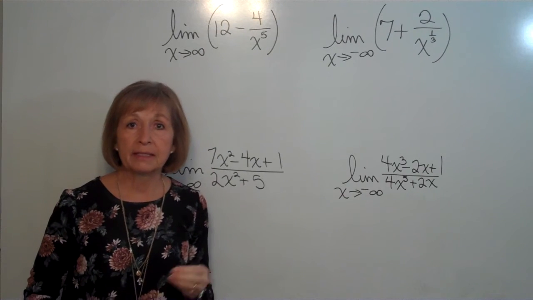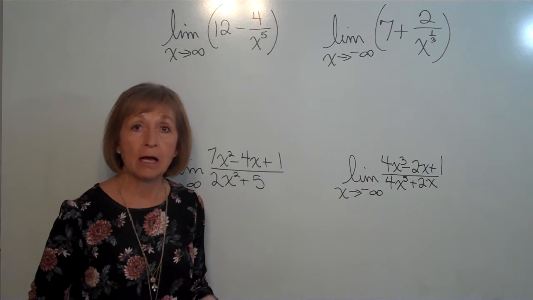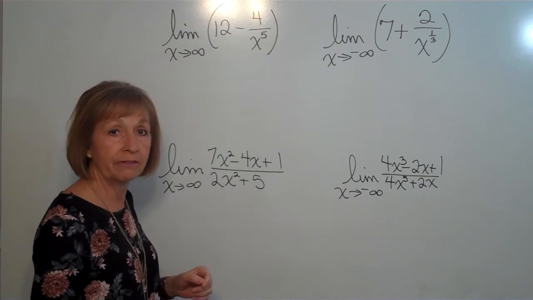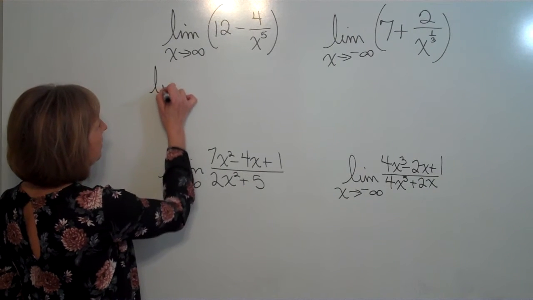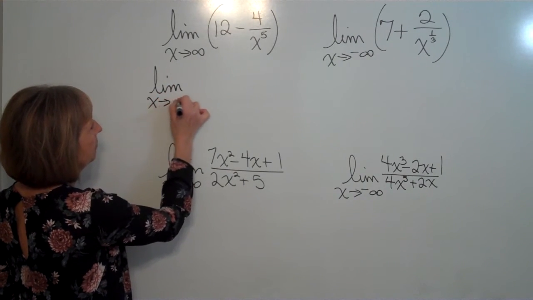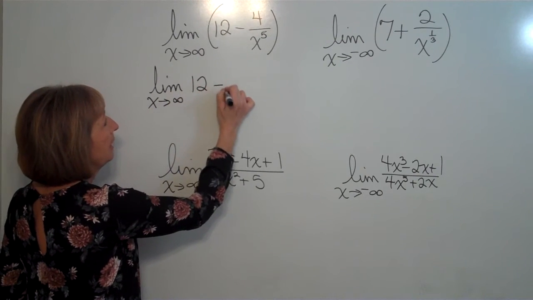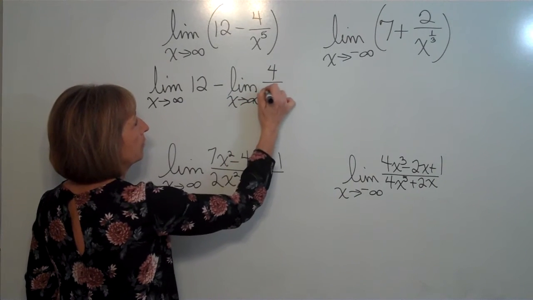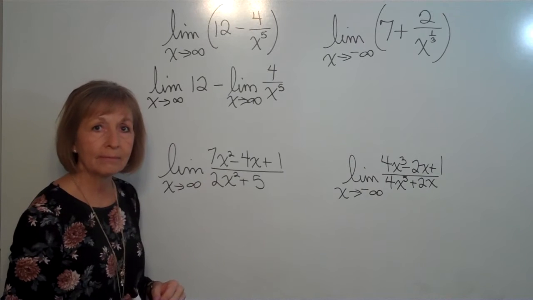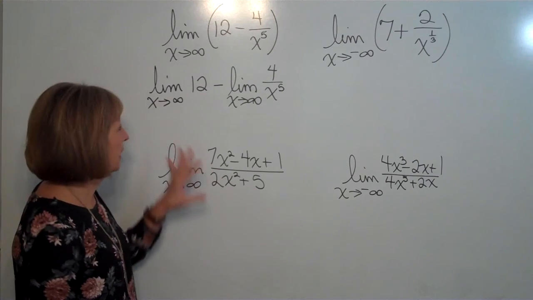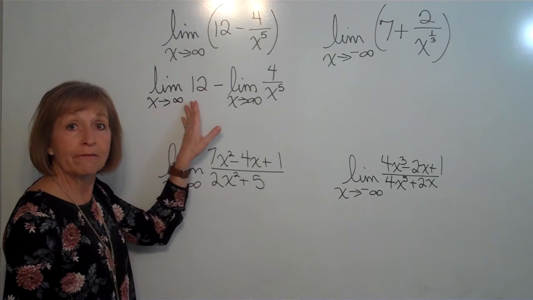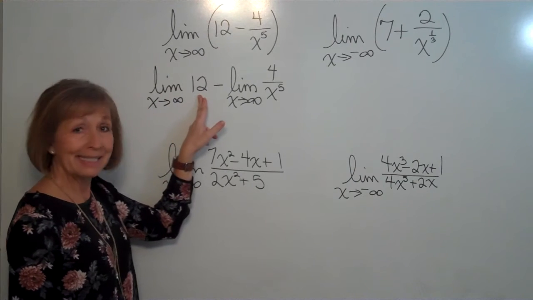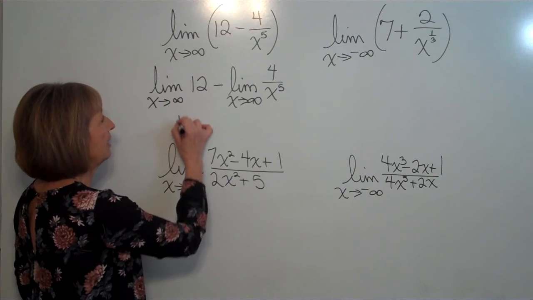Now with properties of limits, the limit of a sum or difference is the sum or difference of the limits. And that works with limits going off to infinity or negative infinity as well. So I have the limit as x approaches infinity of 12 minus the limit as x approaches infinity of 4 over x to the 5th. Now I want to evaluate these limits individually. The limit as x approaches infinity of a fixed number 12, well, when we're taking the limit as x approaches whatever of a constant, it's just that constant. So that is 12.